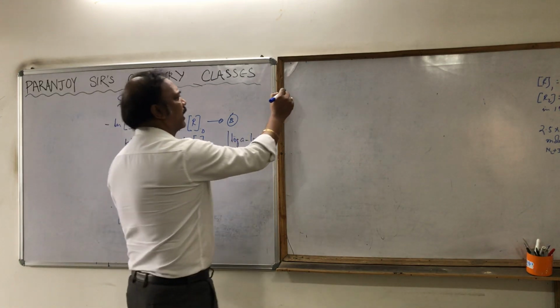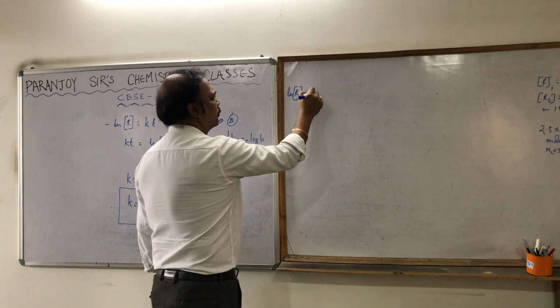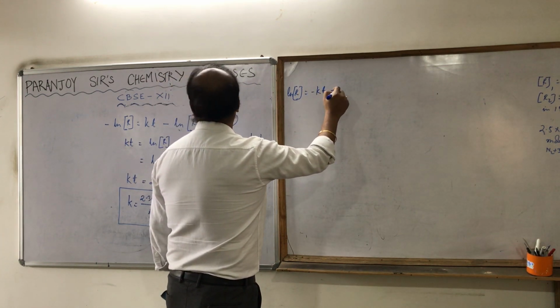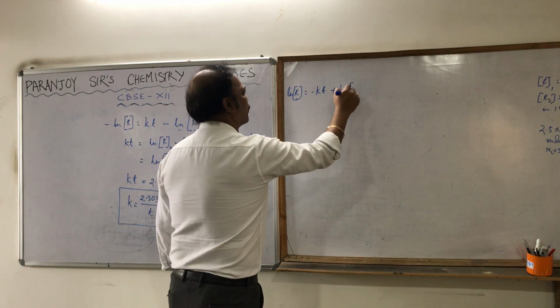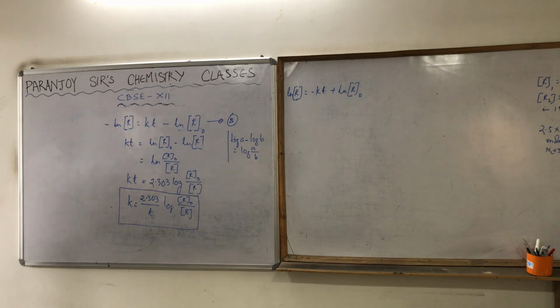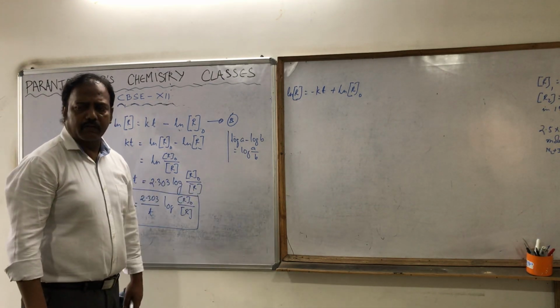What can you write? ln R equal to minus kt plus ln R0. Can I write it? Yes, ln R equal to minus kt plus ln R0. We can write down this equation.